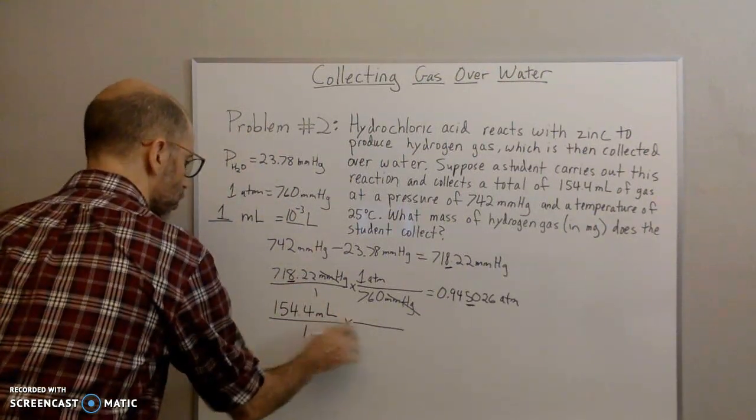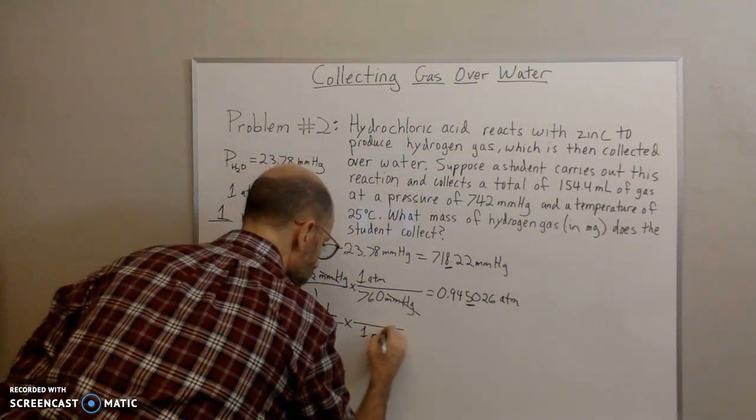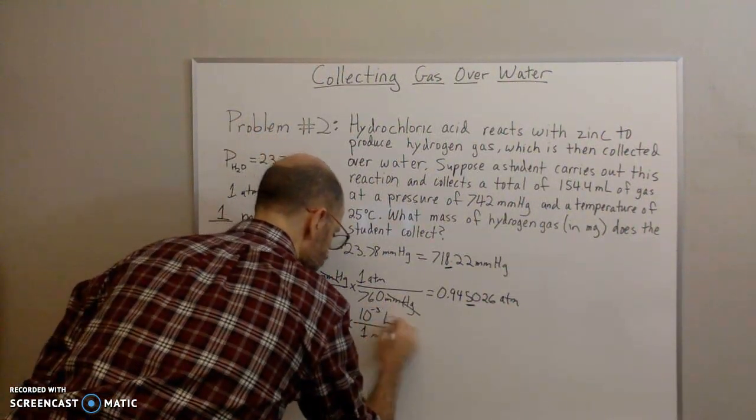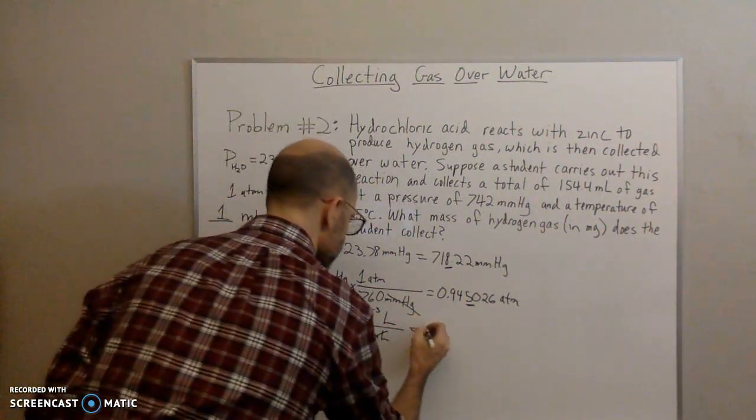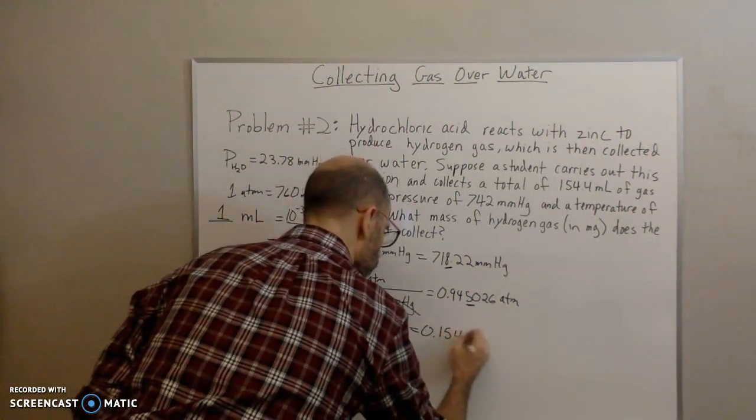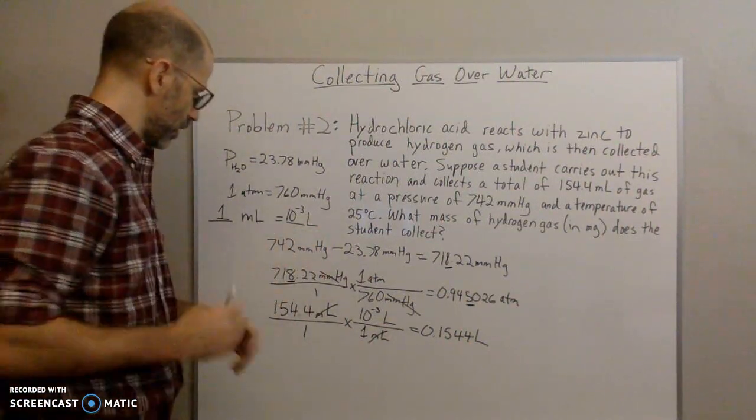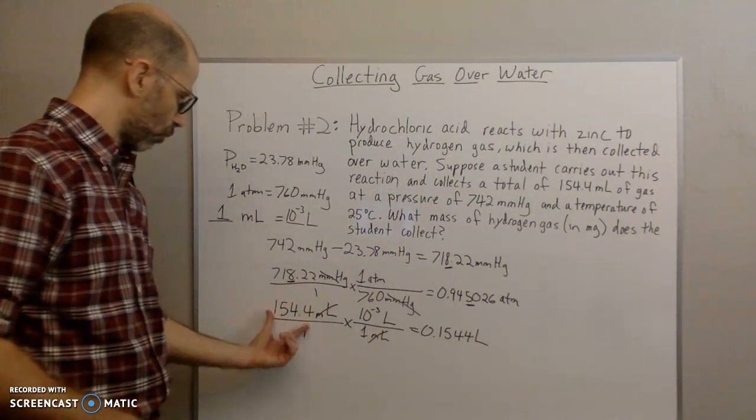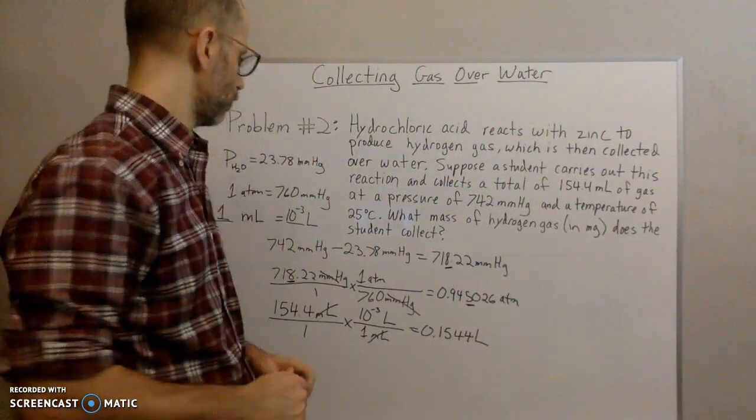Okay, so milliliters is going to go on the bottom since I have it on top. So 1 milliliter is 10 to the negative 3 liters. Milliliters cancels out, so that way I get 0.1544 liters. Okay, so looking at sig figs, this is exact, and this is 4, so I have 4, so that's fine. So everything's good so far.